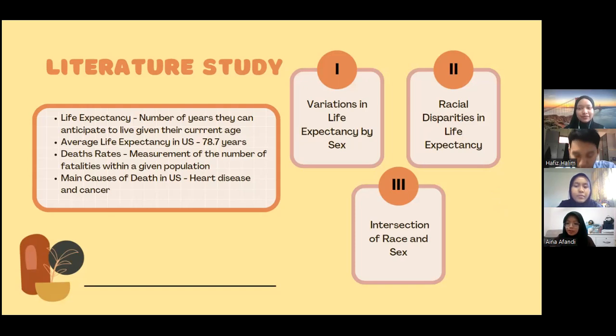Next is racial inequalities in life expectancy, which refer to the difference in average lifespan among individuals of different racial and ethnic grouping. One of the reasons for this disparity is systemic racism. And lastly, when race and sex are taken into account, this disparity is much more noticeable. For instance, due to the interaction of this factor, black men in the United States have the lowest life expectancy among the major demographic groups.